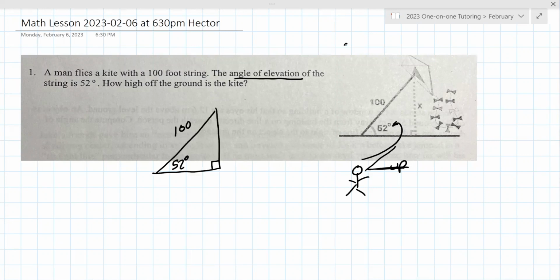Now, is this 100 the adjacent, the opposite, or the hypotenuse? It's the hypotenuse. And x would be what of those three? The opposite. So which of the trig functions that you're supposed to know by this point uses the opposite and the hypotenuse?